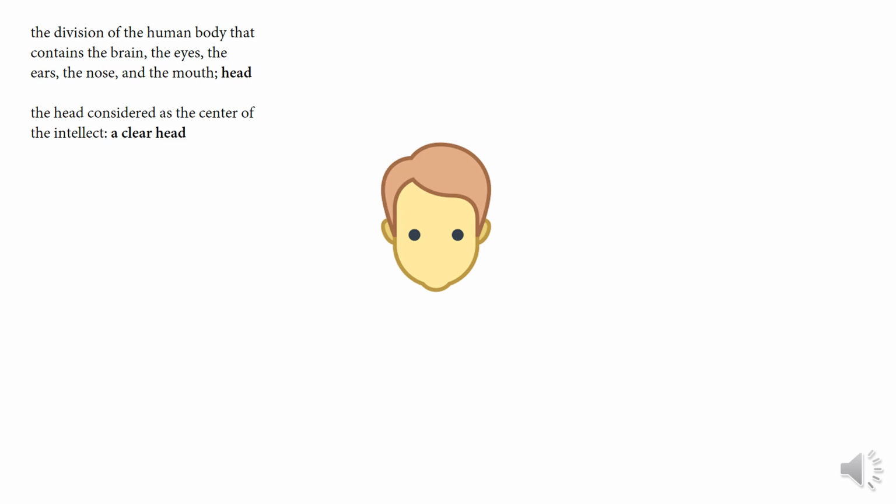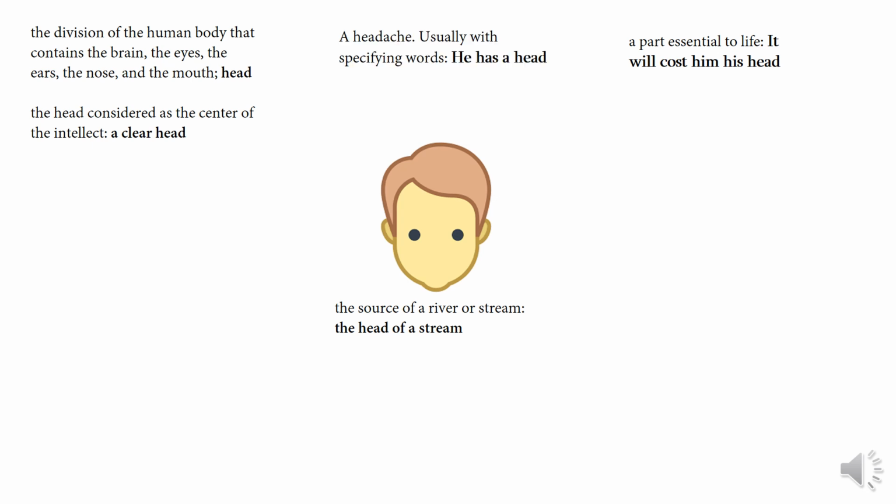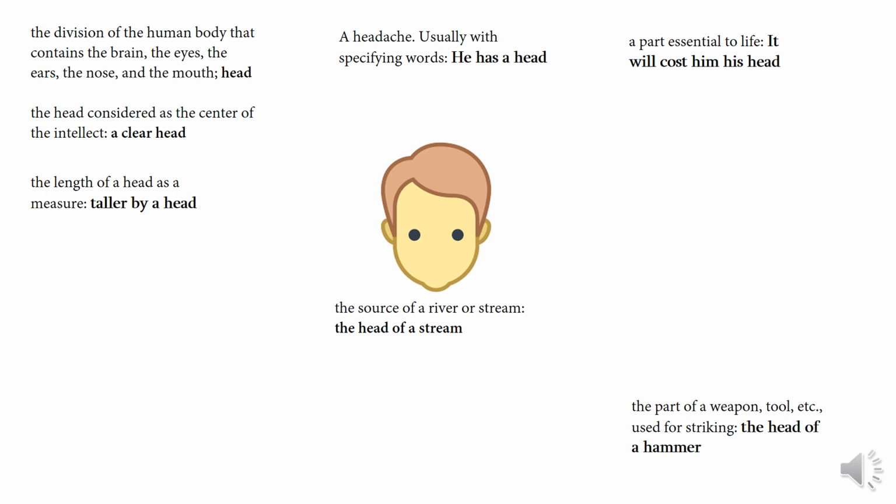Let's take a look at some of the meanings of the word head. The division of a human body that contains the brain, the eyes, the ears, the nose, and the mouth. The head considered as the center of intellect, like a clear head. The source of a river or stream, as in the head of a stream. A part essential to life. A headache, like he has a head means he has a headache. The length of a head as a measure. The part of a weapon or tool, like the head of a hammer.